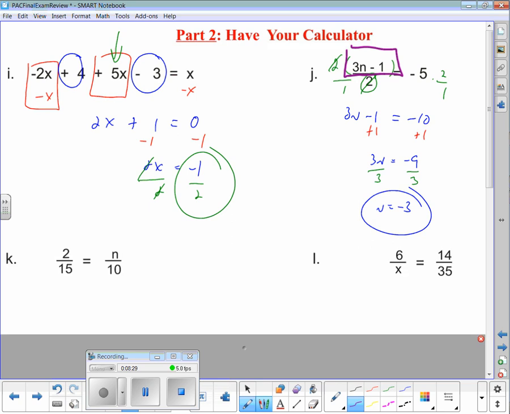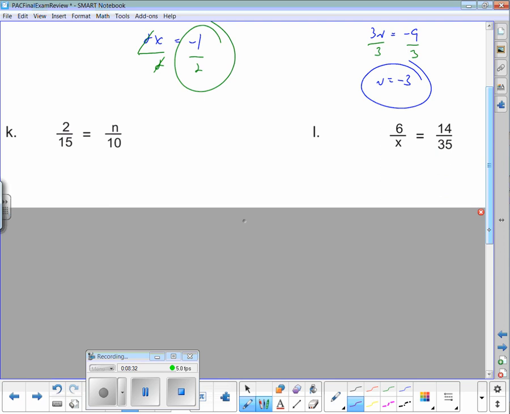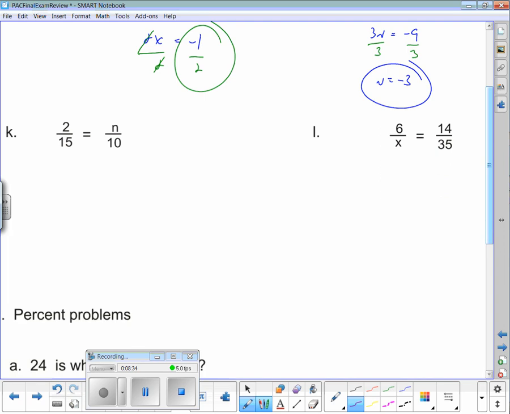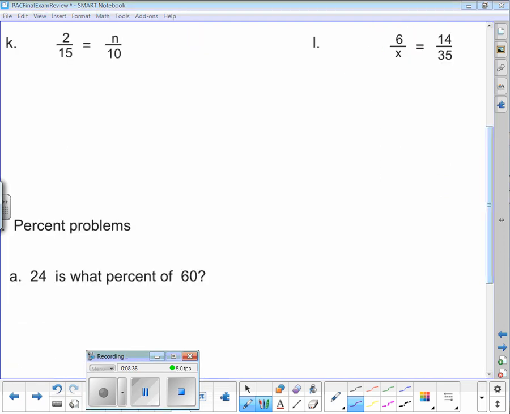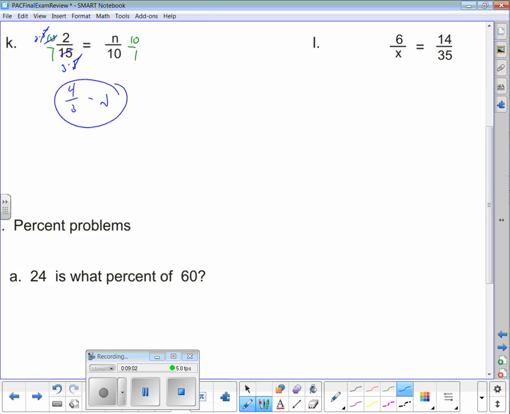Okay. All right, 2 proportions. Go ahead and do K and L. All right, most people usually get K correct. Because the variable's in the top, it's very easy to solve. You just multiply both sides by 10 over 1. You could also cross multiply these and then solve if you choose to. That's how I'll do the second one. Hey, be careful, we got to reduce here. 5's divide out. 4/3 equals n. That's how your answer should be.